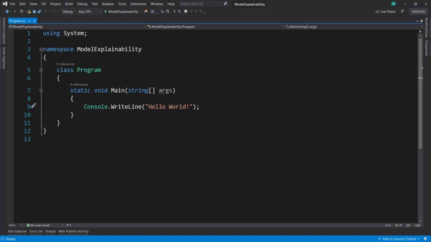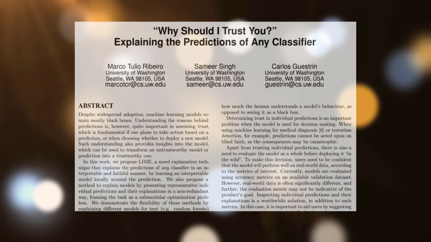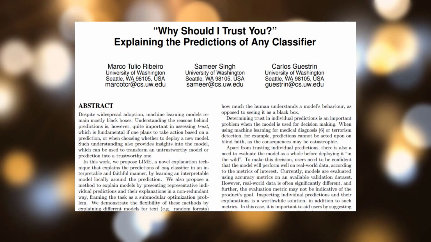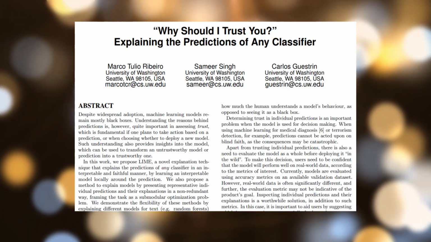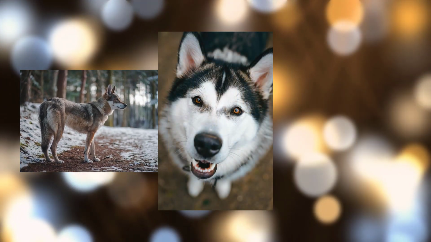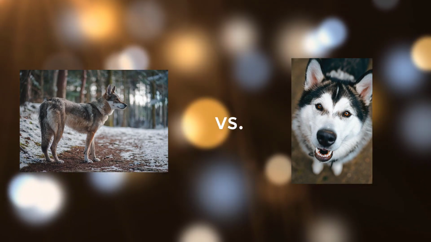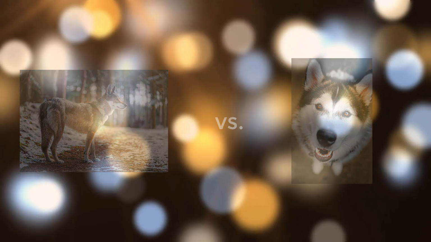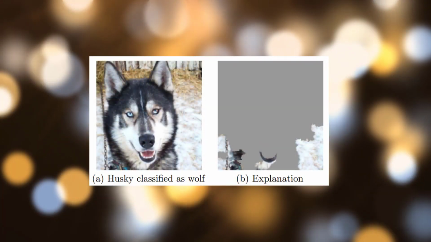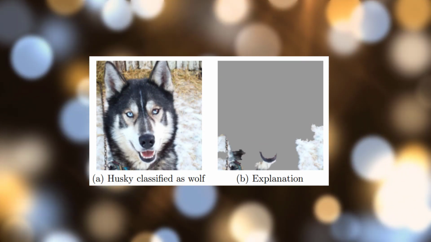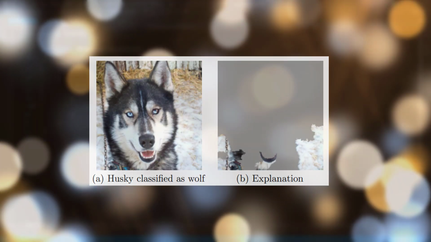Now there's this paper written a few years ago, in 2016, that explains the wolf versus husky example. The paper is called Why Should I Trust You? Explaining the Predictions of Any Classifier by Marco Ribeiro, Sameer Singh, and Carlos Guestrin. In this paper they give an example of an image classifier that determines if the image is of a wolf or a husky. There were issues with the model, in that it would incorrectly classify images of a husky as a wolf. When they did some explainability, they found out that the reason for the misclassification was that the snow in the image was a big predictor of it classifying the image as being a wolf. And once they found that out, they could add more data to the model and help improve its predictions.